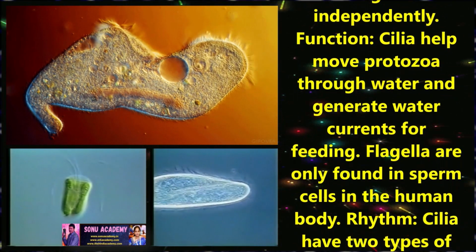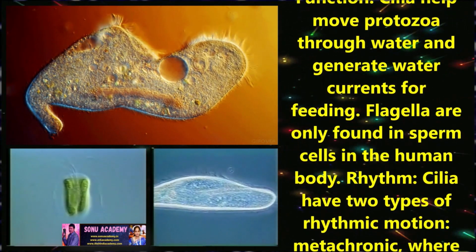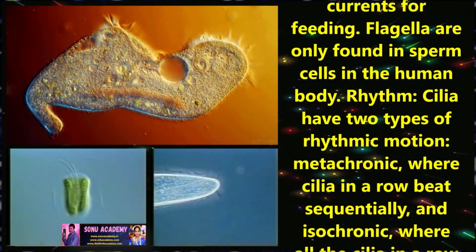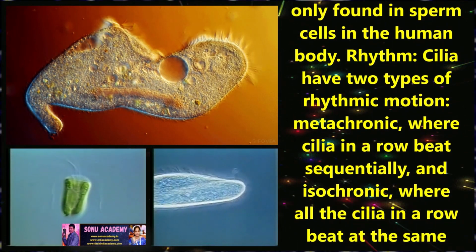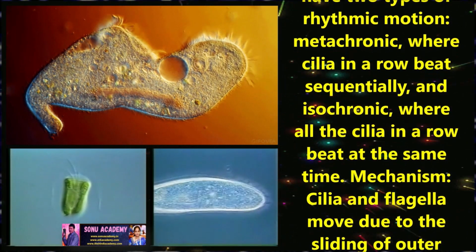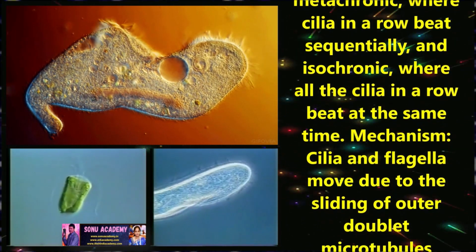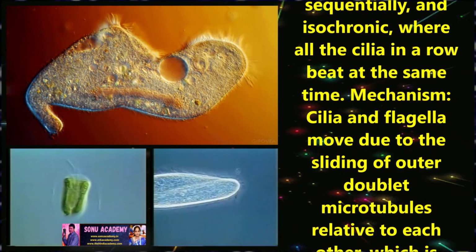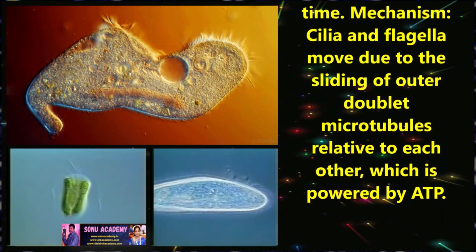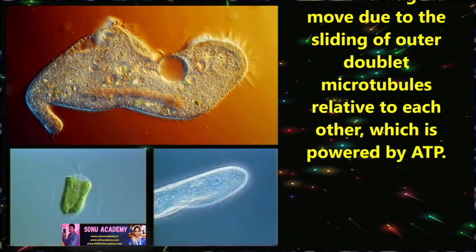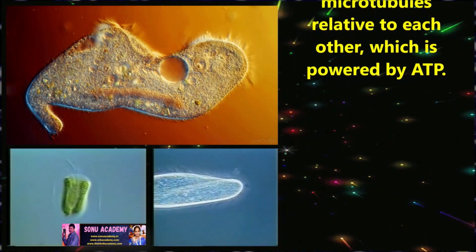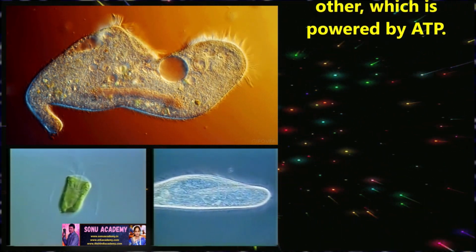Rhythm. Cilia have two types of rhythmic motion. One is metachronic, where cilia in a row beat sequentially, and isochronic, where all the cilia in a row beat at the same time. Mechanism. Cilia and flagella move due to the sliding of outer doublet microtubules relative to each other, which is powered by ATP.